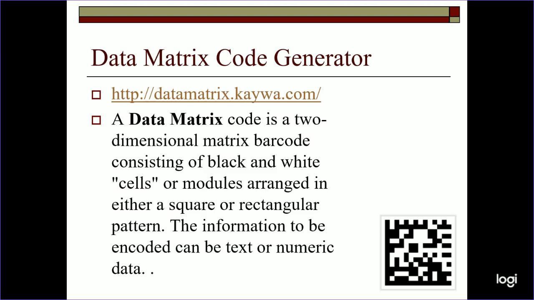So if you want your data matrix code to represent a website, www.dunwoody.edu, you can make it do that. That's probably a little better application for a QR code, because a QR code is meant to not only look at the data, but also to open a link. So QR codes are really more web-enabled versus data matrix codes are a little bit more data-enabled is what they are.